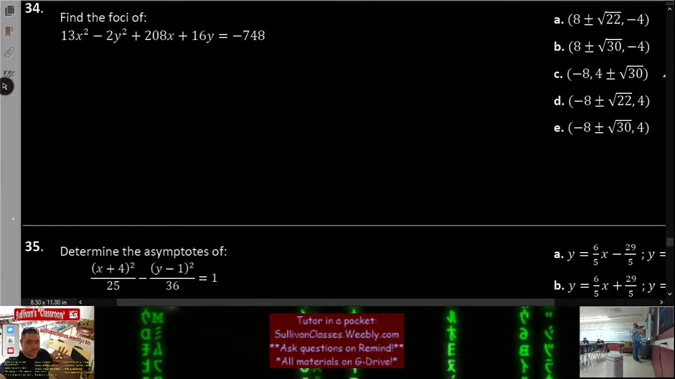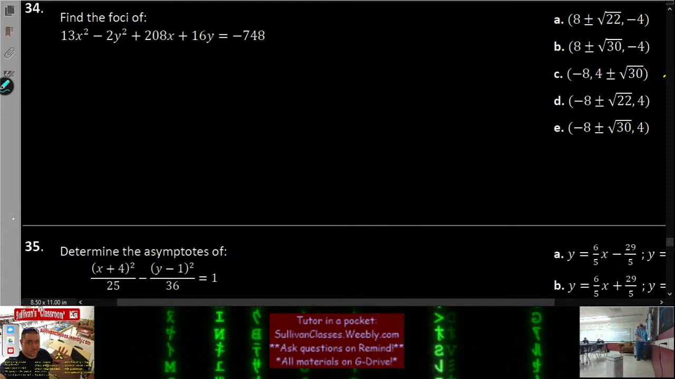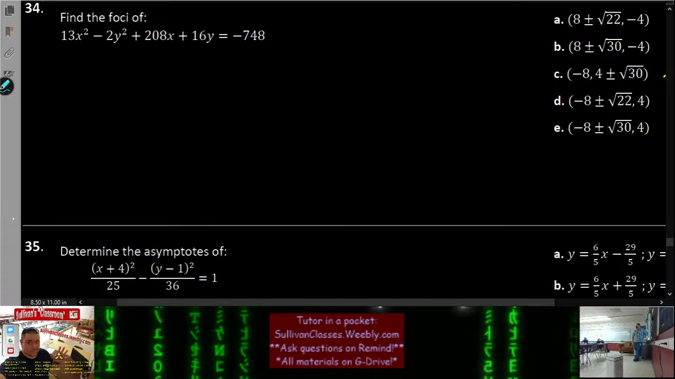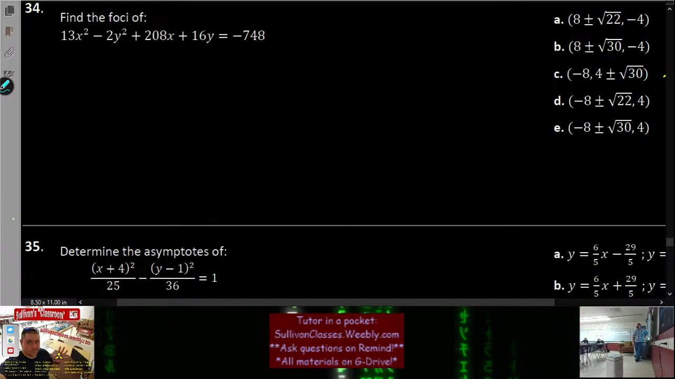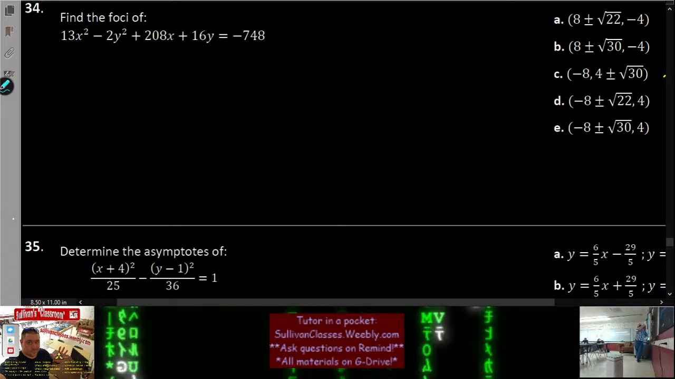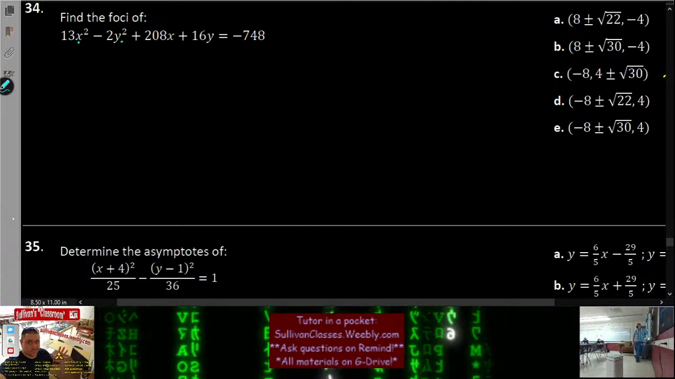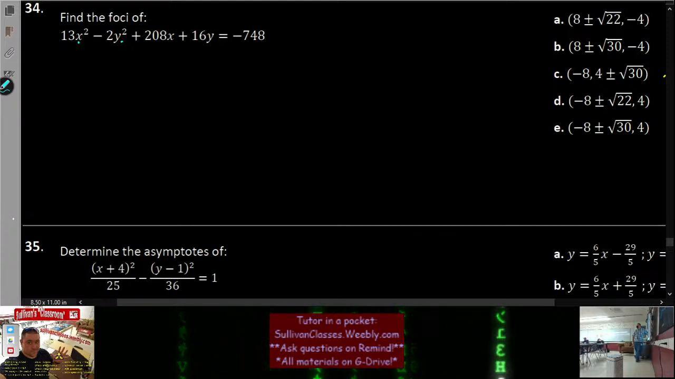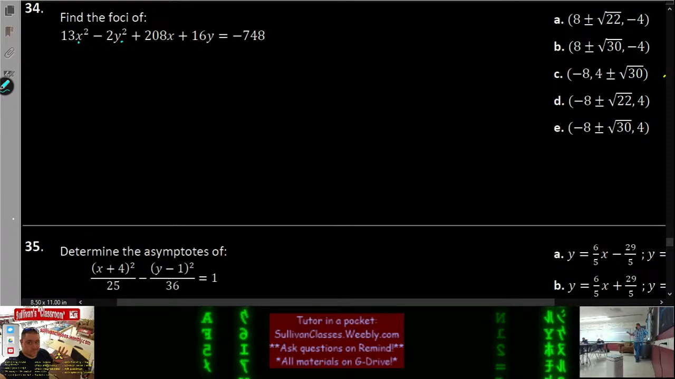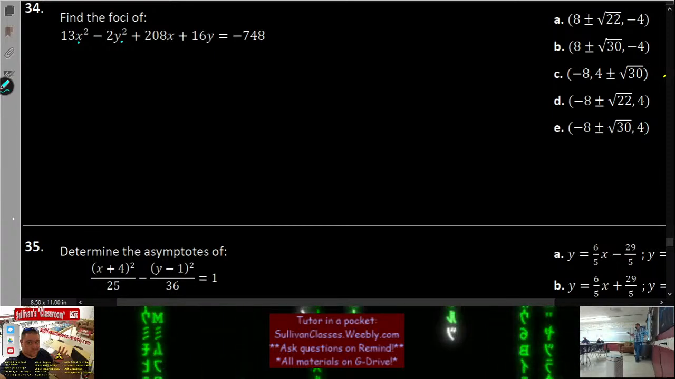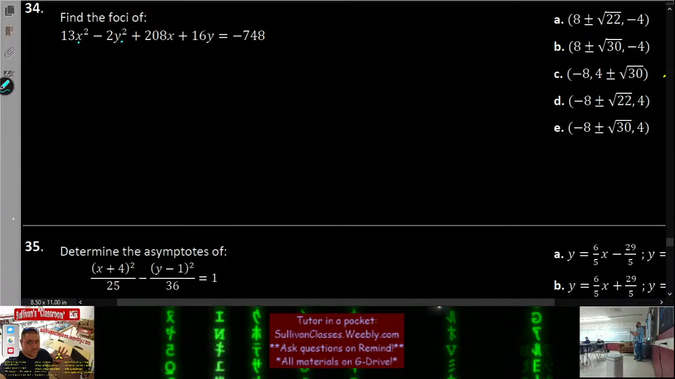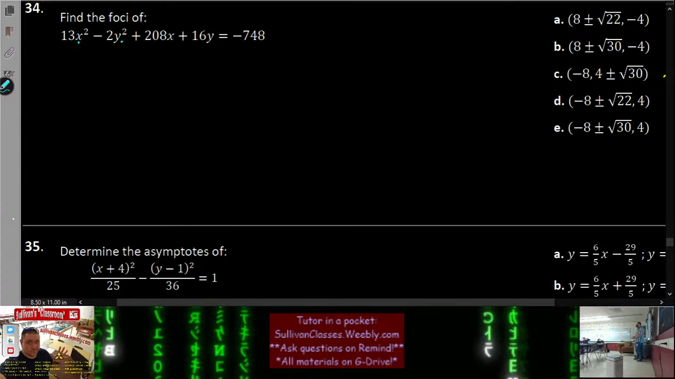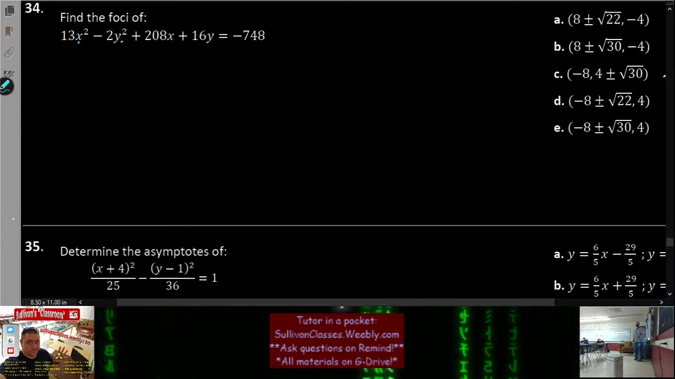Find the foci of this one. Now it's a hyperbola. How do I know it's a hyperbola right from the get-go? Two things are squared, and the coefficient of one is negative. If they're the same, it's a circle; if they're different, it's not a circle. If they're positive and different, it's an ellipse. If one is negative and they're different, then you've got a hyperbola.